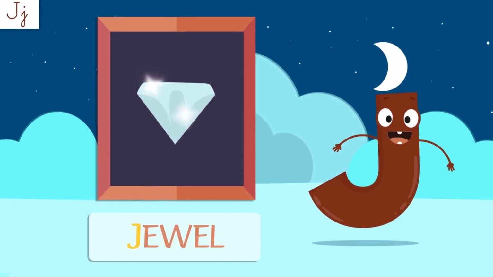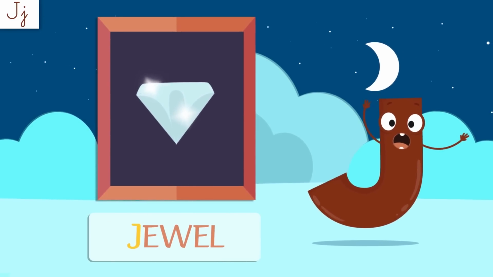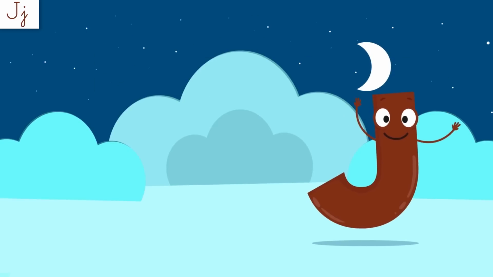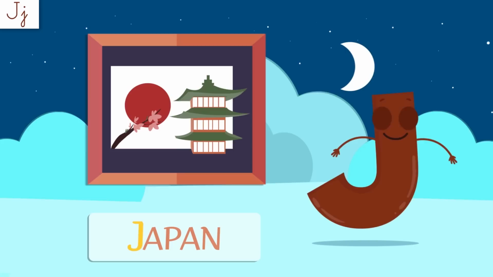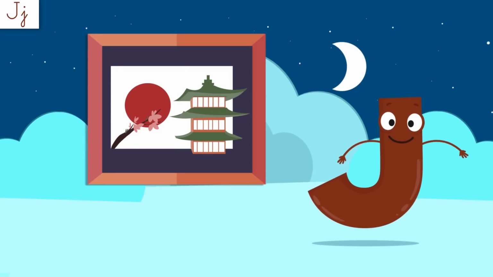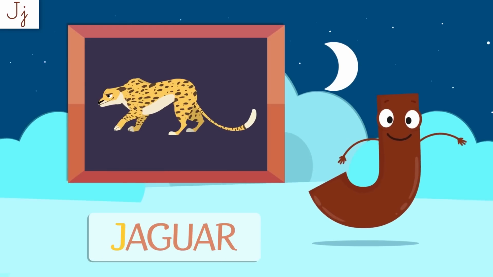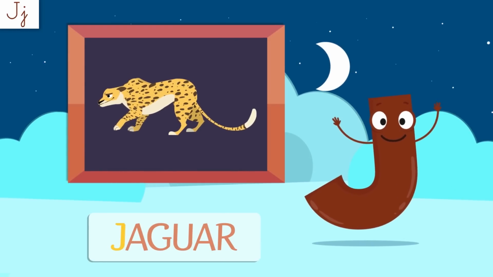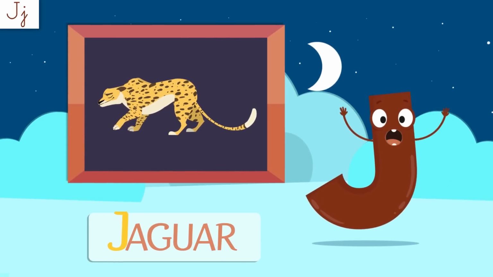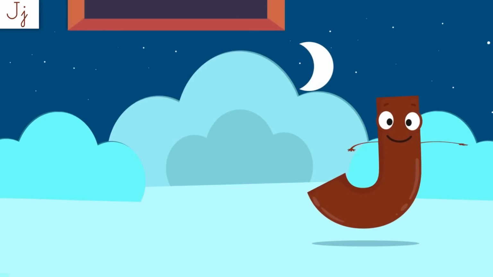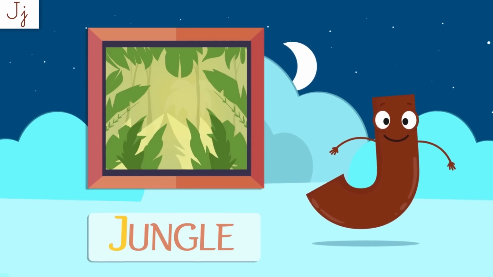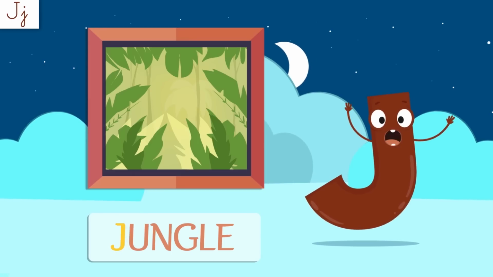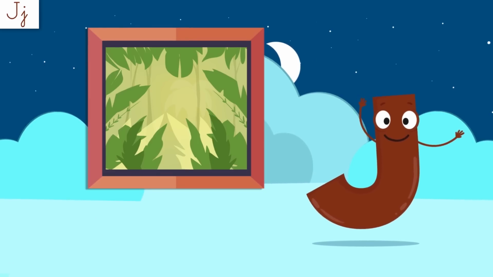The first one is jewel. It's so shiny. Japan also starts with a J. Did you know Japan is in Asia? What about jaguar? What letter does it start with? J. Good job! Jungle also starts with a J. Careful in the jungle! You never know what's around the corner!